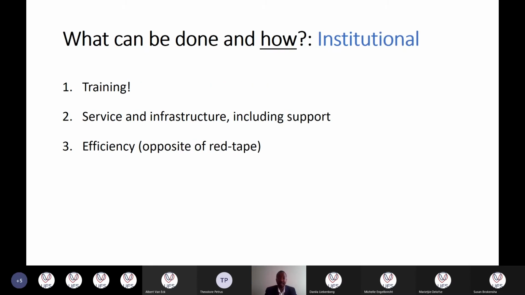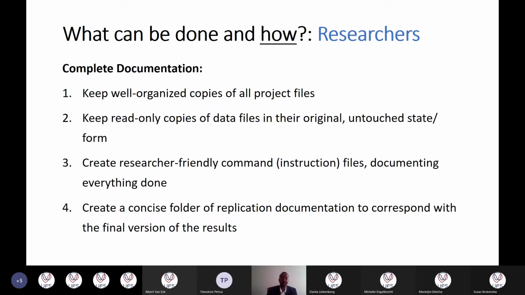Okay, so what can be done? First, training, of course. Second, provide services and infrastructure, including support. Thirdly, let us be efficient. That will be the opposite of bureaucracy or red tape. Those are responsibilities at institutional level. But what should researchers then do?